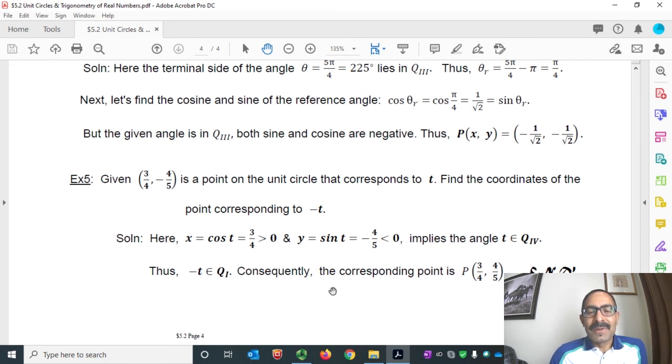So the corresponding point is then in the fourth quadrant, where the y coordinate is negative, so that negative and that negative make a positive. So our point is P, whose coordinates are 3/4 comma 4/5. I hope this makes sense to you all.